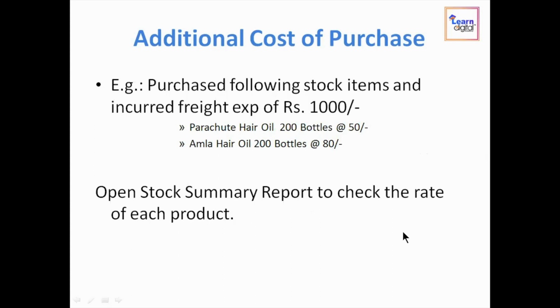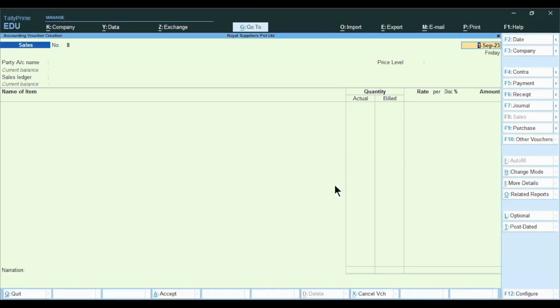Suppose here is the example. Purchase the following stock items and incurred freight expenses of rupees 1,000. Suppose we have purchased hair oil, Parachute hair oil, 200 bottles at the rate of 50, and Amla hair oil, 200 bottles at the rate of 80. And while purchasing them, we incurred a freight expense of rupees 1,000. So let's go through this question, additional cost of invoice.